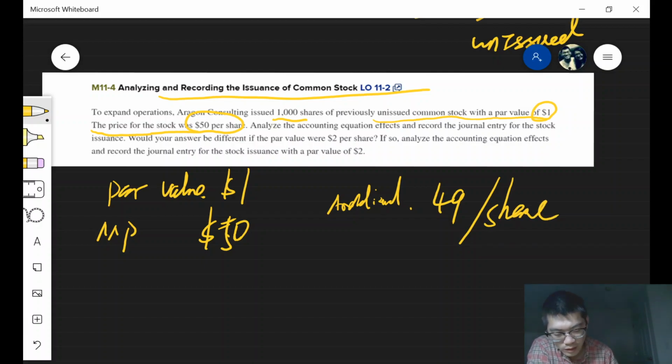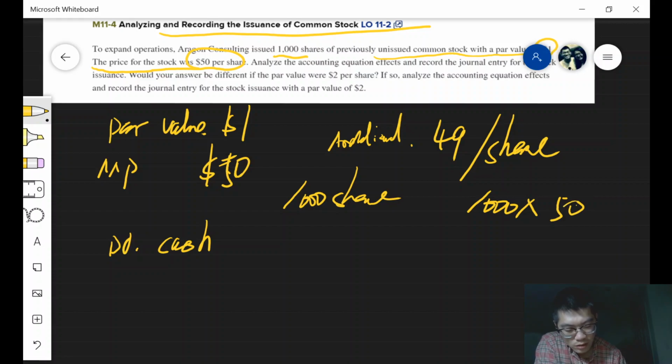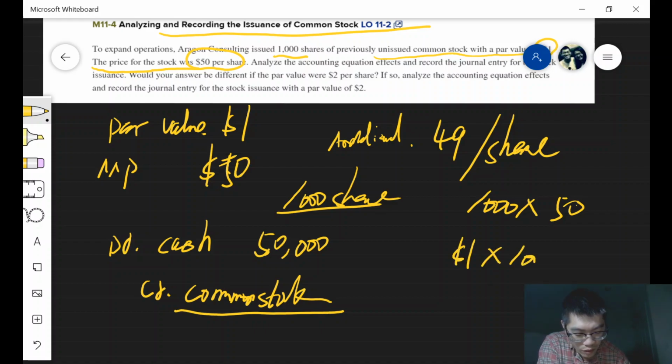Now let's record this journal entry. We have 1,000 shares, so we debit cash, because it's always a cash transaction. We issue the stock to the market, somebody buys it and pays us cash. Each share we sell for $50, so we receive $50,000. Then we credit common stock, which only records the par value for these 1,000 shares. Each share's par value is $1, and we issued 1,000 shares, so the par value in total is $1,000.